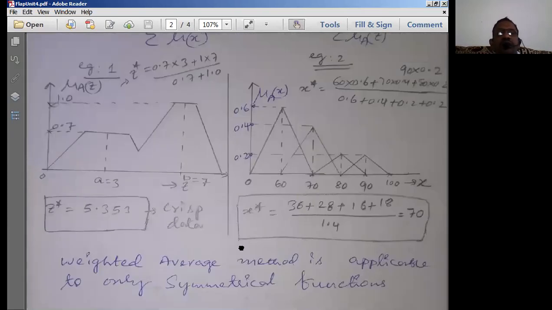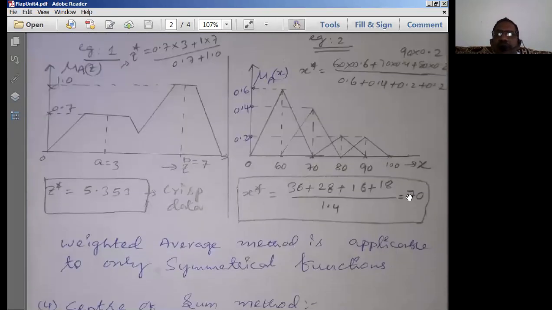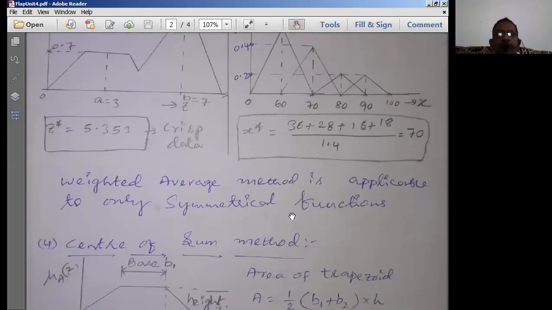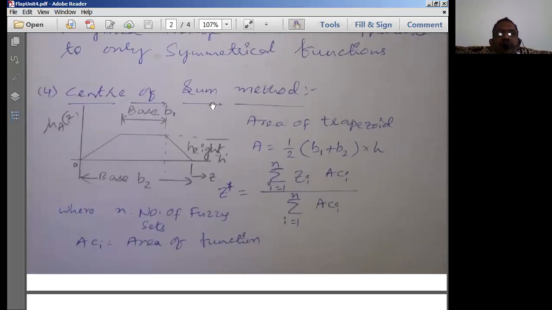Then this is the weighted average method to find out the final crisp data, which we will be getting over here. The next method that we can think of is going to be the center of sum method. So let us suppose we use a trapezoidal function again. This trapezoidal function has two bases.